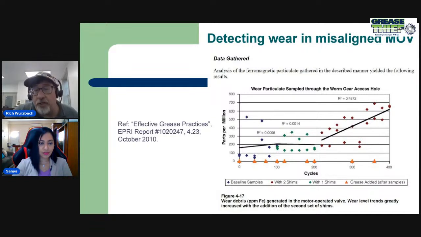And with the one set of shims, it didn't change too much. But when we added the second set of shims, that wear cycle, or that wear rate, went up substantially. So that told us two things. Number one is that we were taking a good sample at that point that's representative.